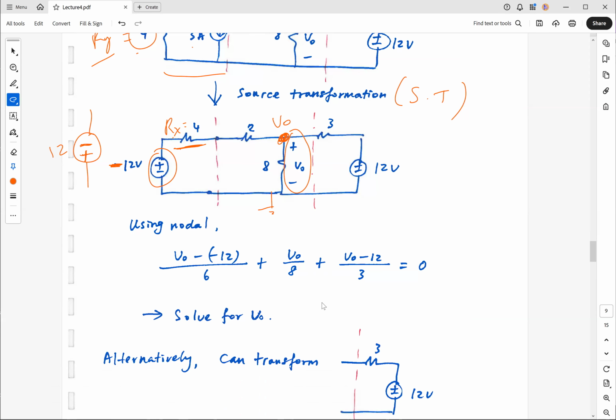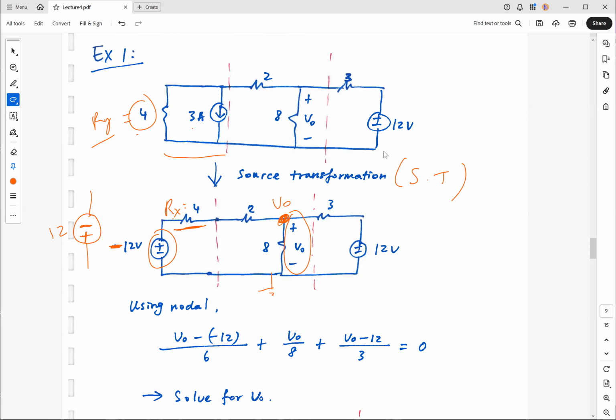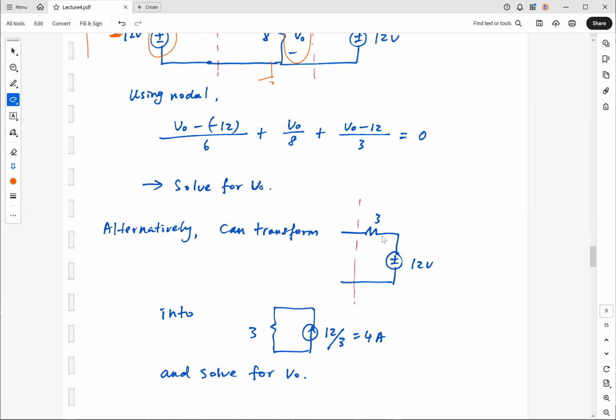Now, alternatively, if you look at this guy here, what I can also do is change all the voltage sources into current sources. In other words, I have to do a source transformation here. So if I have 12 volts and 3 ohm, all I have to do is go back to the template. I can change from the series combination of a voltage source and a resistor into a parallel combination of a current source and the resistor.